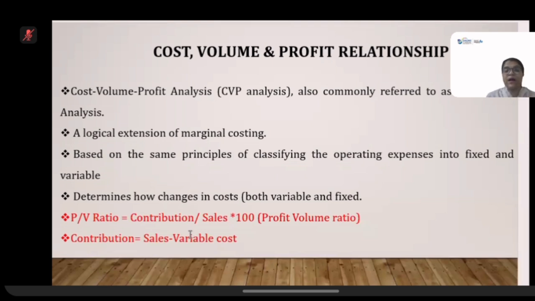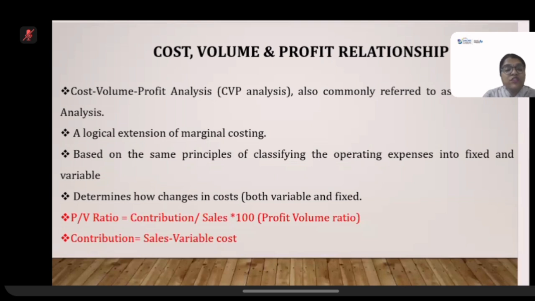Next, we are going to discuss cost volume profit analysis, that is CVP analysis. Now, what is cost volume profit analysis? It will tell you the relationship between the company's cost, volume and profit. What is the cost and what is the output on which the company is earning the profit? This is an extension, students, to your marginal costing. It determines how there is a change in the cost, how fixed cost and variable cost change.